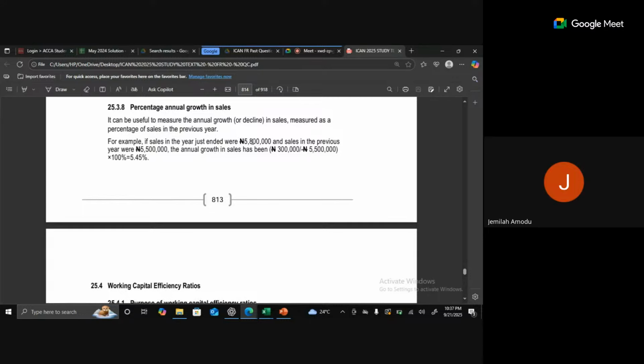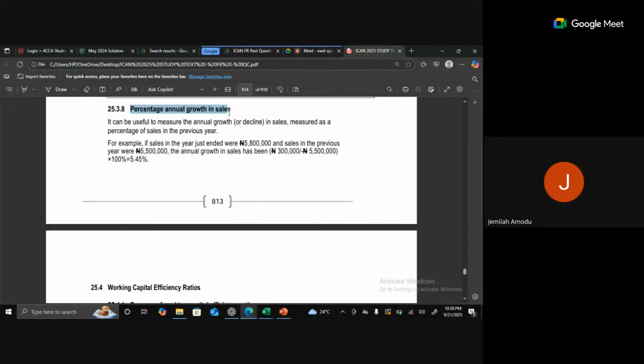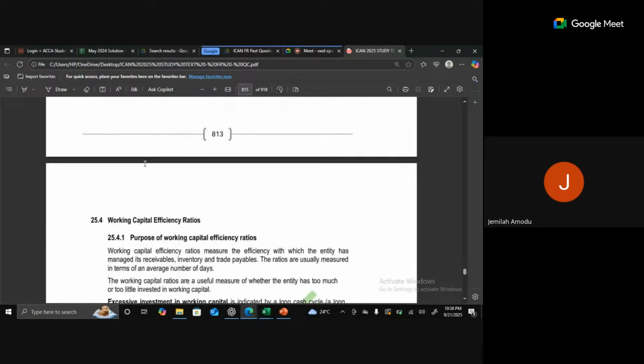And how did they get the 300,000? It's simply you saying 5.8 minus 5.5 to see the change, the difference between the sales you made this year and the previous period, divided by your previous period sales for you to know the percentage growth. And this is showing us that our sales actually increased by 5.45%. So that is basically what you use this one to calculate. Again, these are little ratios that you can calculate just to monitor the flow of things in your financials.